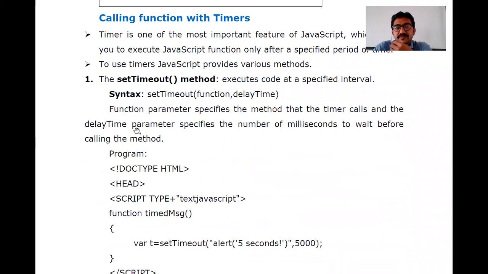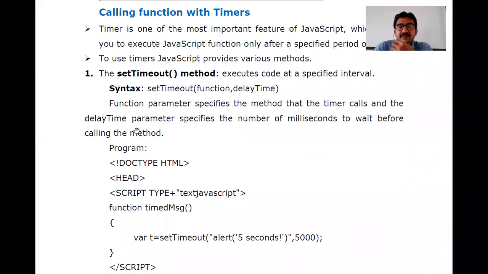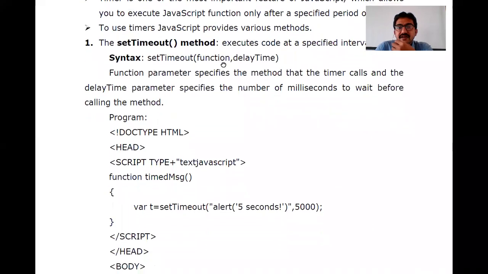Next topic: calling functions with timers. Timer functions are also there to set it. The setTimeout method executes code after a specific interval. The syntax for timeout is setTimeout(function, delay time). In the function, we can write any specific functionality to run once the timeout is completed, using the first parameter. Delay time is how much time the timer has to be set for.